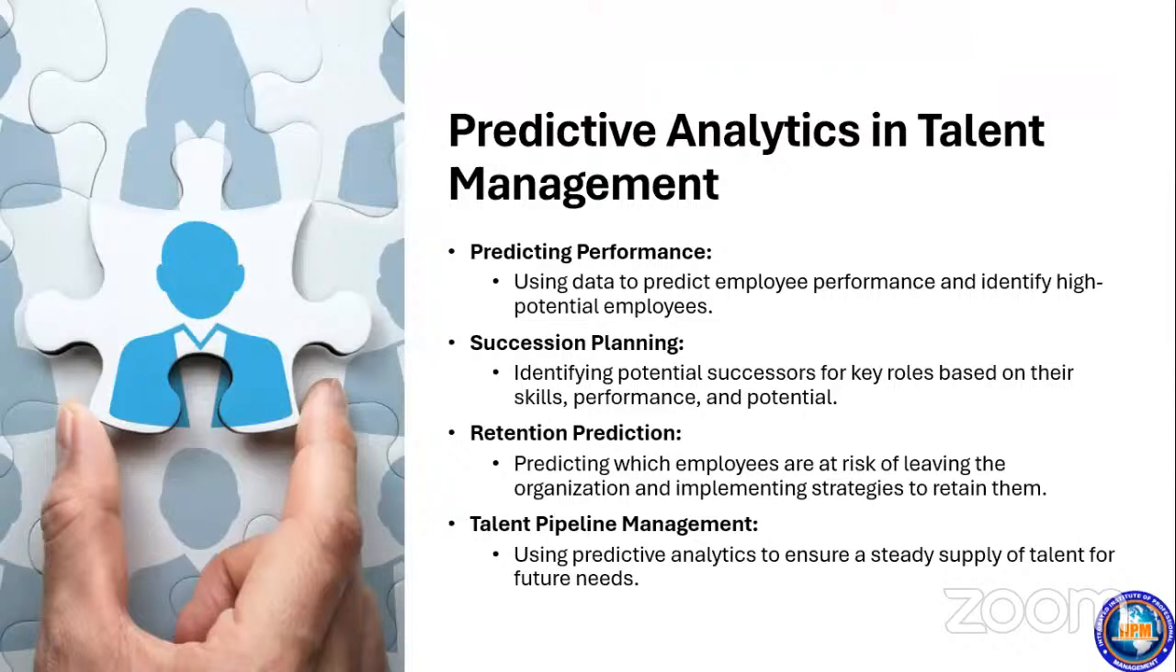There's also a predictive element, the predictive analytics in talent management. This can predict performance. This involves using data to predict employee performance and identify high potential employees. High potential employees are those employees within your organization that can deliver on any job that they are given. High potential employees are those ones that meet targets. Every time you set a target, they are able to meet it. They are able to deliver. They are able to release their deliverables at the right time.